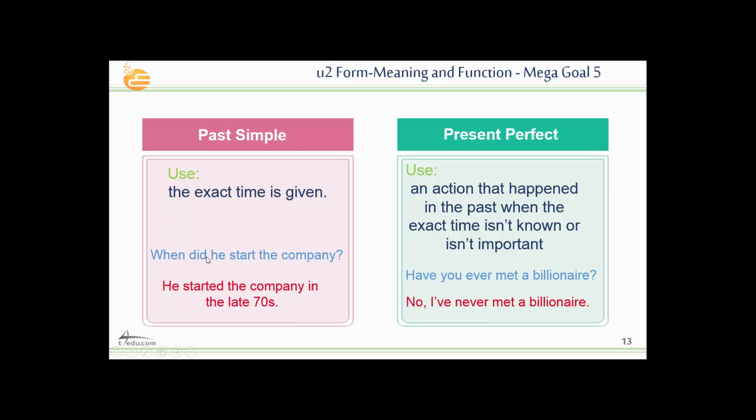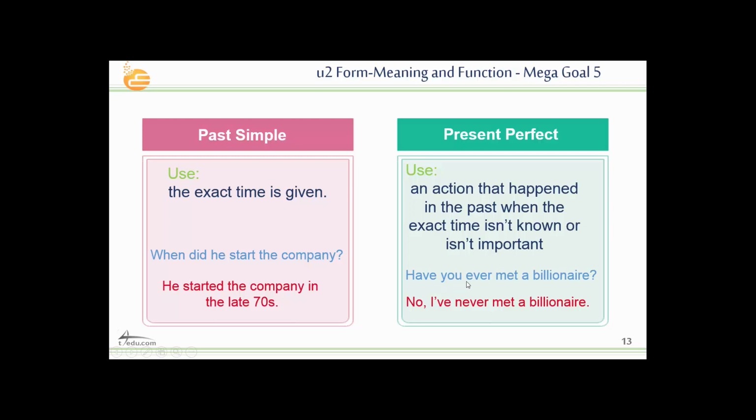So here, when did he start the company? He started the company in the late 70s. As you see, he started the company in the late 70s. Because we use the past simple tense, we use what? When. When did. But here, have you ever met a billionaire? No, I've never met a billionaire.